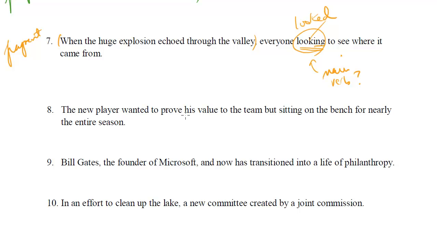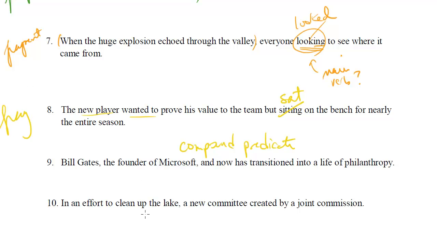"The new player wanted to prove his value to the team, but sitting on the bench for nearly the entire season." Same kind of thing here. Here we have what's called a compound predicate, because we've got two actions that are linked together, connected to this new player. He wanted to prove his value to the team, but sat on the bench, right? This "sitting" is another, again, "-ing" verbal. We don't need that. We need a main verb, so we can change that to "sat," and everything works out okay. This is another fragment.